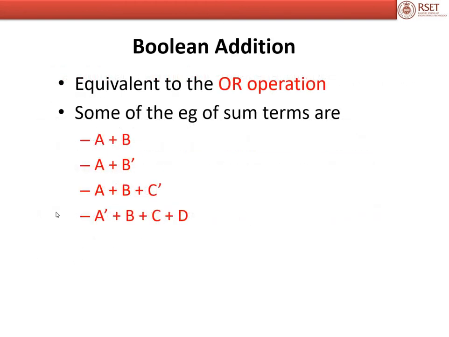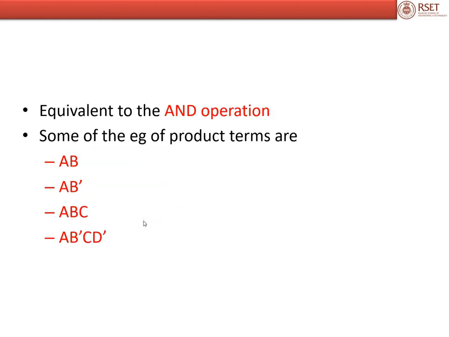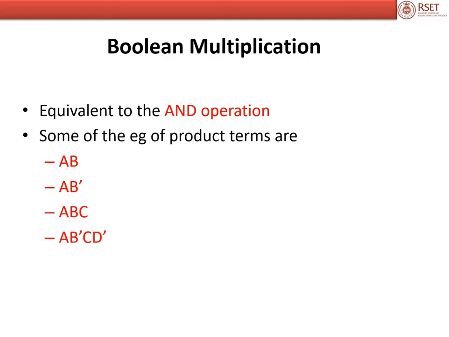Next, Boolean addition. Boolean addition is equivalent to the OR operation. The OR operation will give sum terms. Some examples are A plus B bar, A plus B plus C bar, A bar plus B plus C plus D. Next, Boolean multiplication. It is equivalent to the AND operation, which will give product terms. Some examples of product terms are AB, AB bar, ABC and A, B bar, C, D bar.